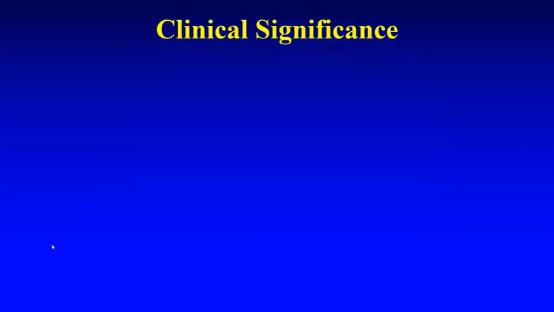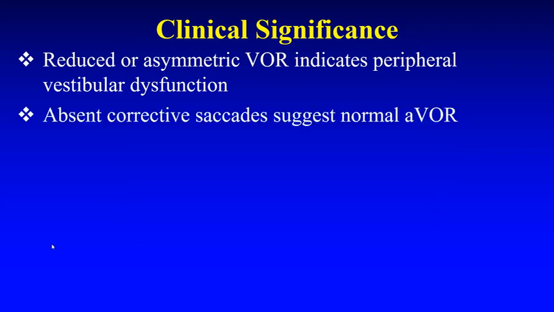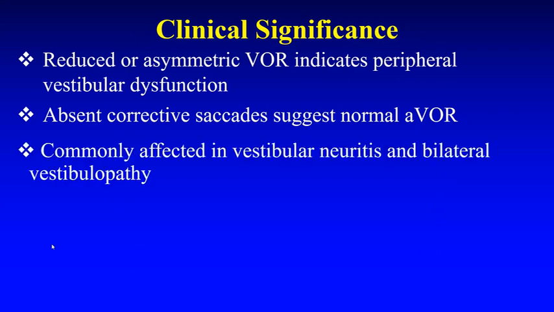Unpredictable jerks. Clinical significance: reduced or asymmetric VOR indicates peripheral vestibular dysfunction. Absence of corrective saccades during the head impulse test suggests a normal angular VOR. Commonly affected in vestibular neuritis and bilateral vestibulopathy.